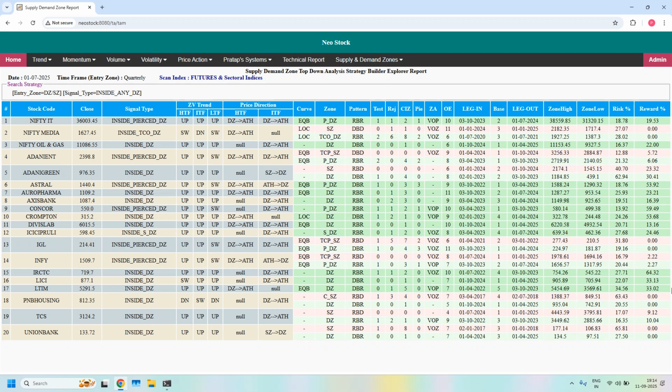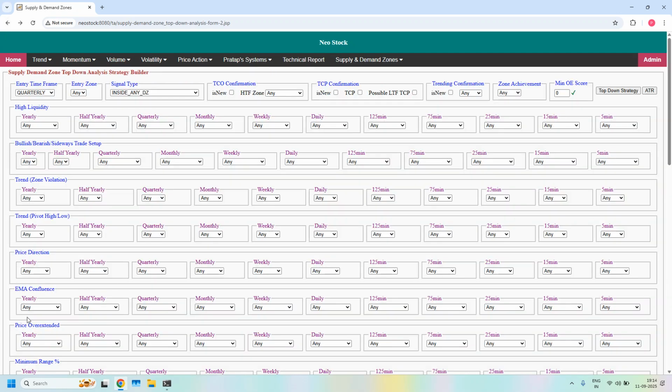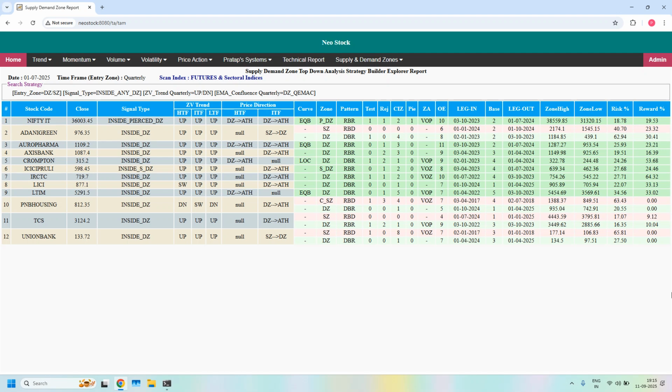Next, price closed inside the quarterly demand zone. We got 20 stocks. We can further filter with EMA confluence on quarterly time frame, with quarterly demand zone having quarterly EMA, and trend on quarterly should not be sideways, it can be up or down. We got 12 stocks.